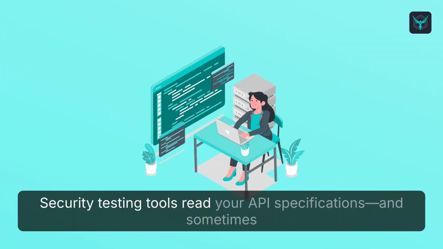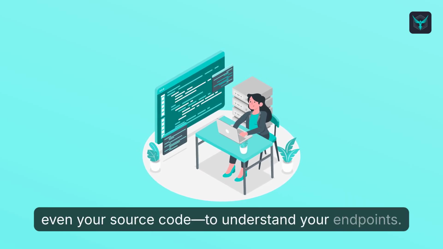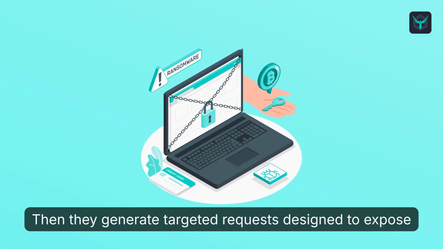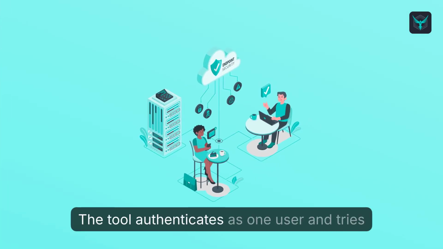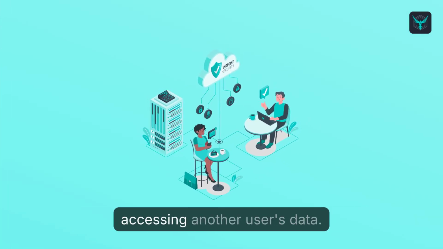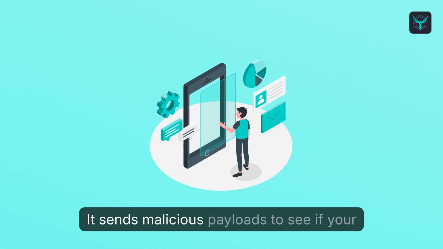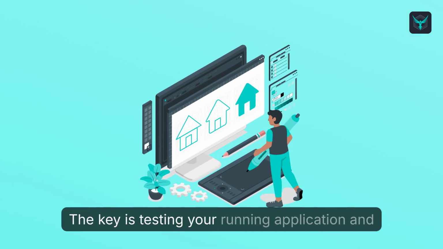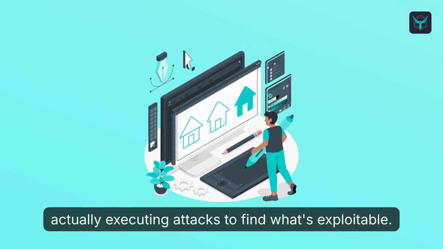Here's how it works. Security testing tools read your API specifications, and sometimes even your source code, to understand your endpoints. Then they generate targeted requests designed to expose specific vulnerabilities. Testing for broken authorization, the tool authenticates as one user and tries accessing another user's data. Looking for injection flaws, it sends malicious payloads to see if your API executes them. The key is testing your running application and actually executing attacks to find what's exploitable.